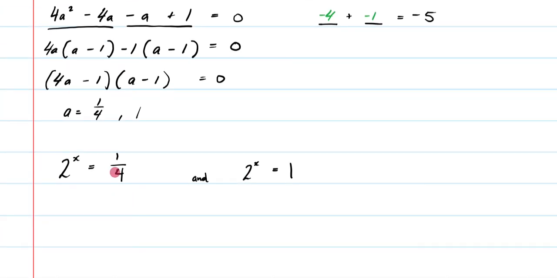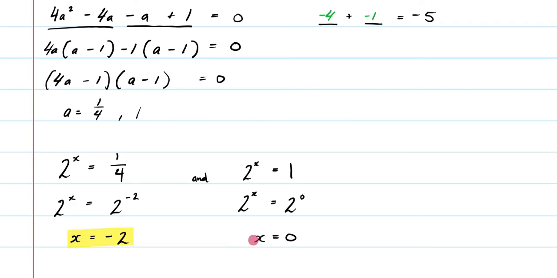Now, in order for this to be true, I'm going to bring this up and make my bases the same. So that is what it's going to look like. So therefore x is going to be equal to -2. And then over here, in order for this to be true, well, 2^x is going to have to equal 2 to the 0. So therefore x is going to have to equal 0. So your final answers are going to be x is equal to -2 and x is equal to 0. So hopefully that's made sense and has been a thorough explanation of what's going on.